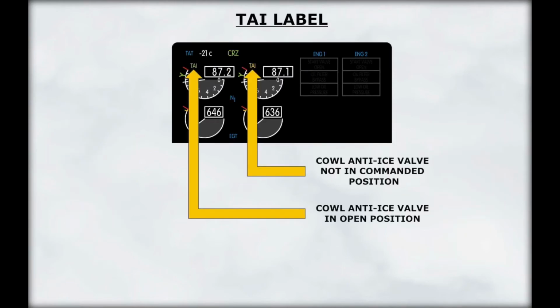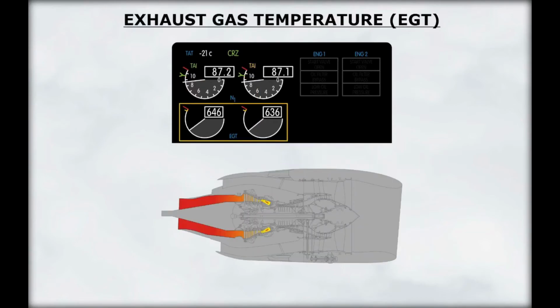A TAI label is displayed at the top of the analog display. It is displayed in green when the associated CAL anti-ice valve is open. The label is displayed in amber when the associated CAL anti-ice valve is not in the commanded position. Exhaust gas temperature, or EGT, indicators are located just below the N1 indications. The EGT is displayed in both numerical and analog formats. Temperatures are indicated in degrees Celsius.